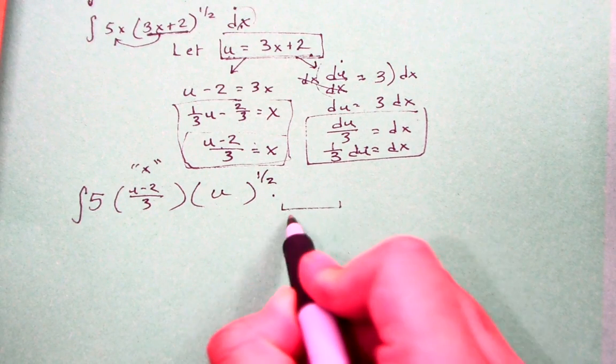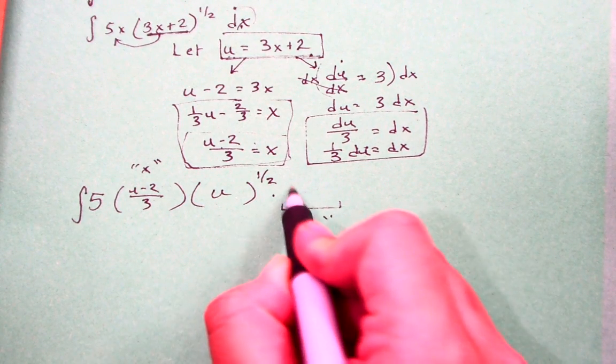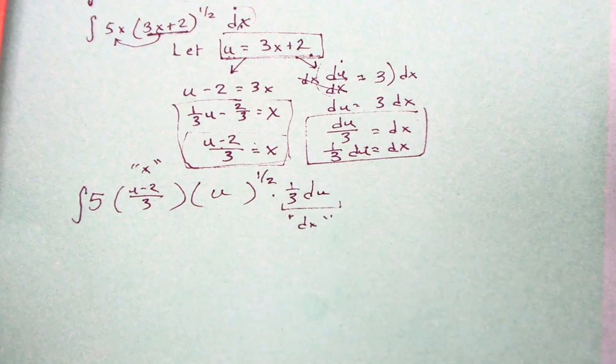And this part here used to be called dx, but it is now called 1/3 du. So hopefully you can see that piece by piece I've replaced them and replaced all of my x terms with U terms.